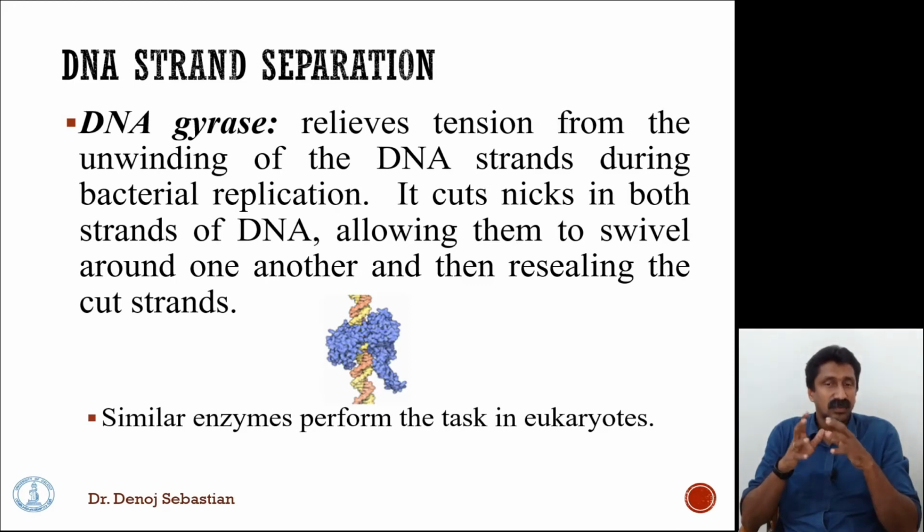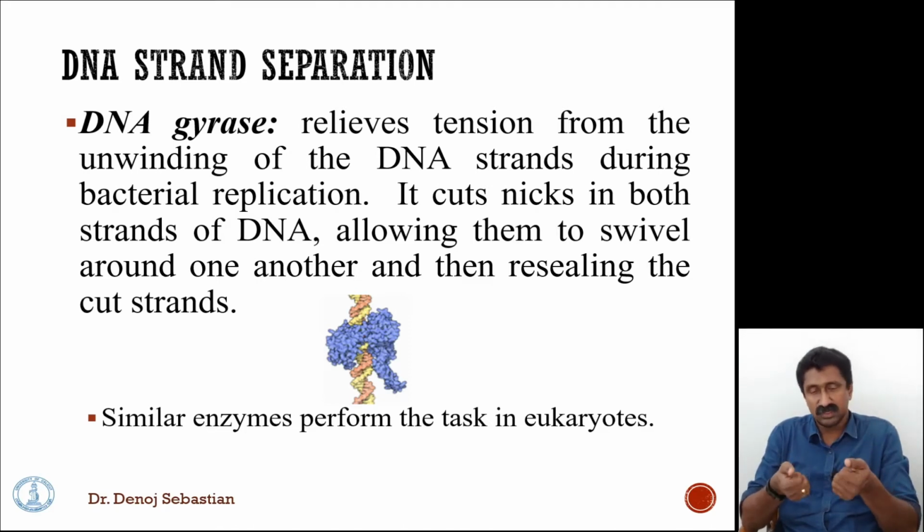Similar enzymes perform this task in eukaryotes. So there are topoisomerase enzymes, topoisomerase 1 and 2, doing the same function in eukaryotic systems also. Here the DNA gyrase enzyme in E. coli is the enzyme that relieves the supercoiling tension in the case of prokaryotic DNA replication.